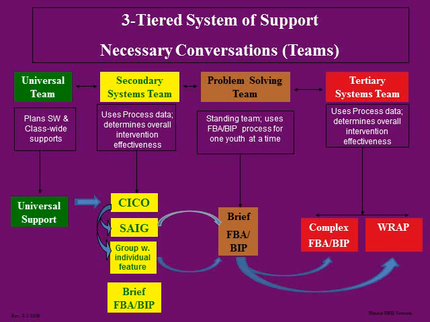So we take a look at the secondary teams, who use process data to determine overall intervention effectiveness. Often you are implementing check-in, check-out, social academic instructional groups, groups with individual features, to the extent working self-management, and then fading back to universal. So you're doing these interventions, and sometimes there's no response, or there's a worsening or substantial or interfering behaviors. In a brief FBA, you would collect data to further problem solve, and it becomes more individualized, but it's still a step before a complex FBA.